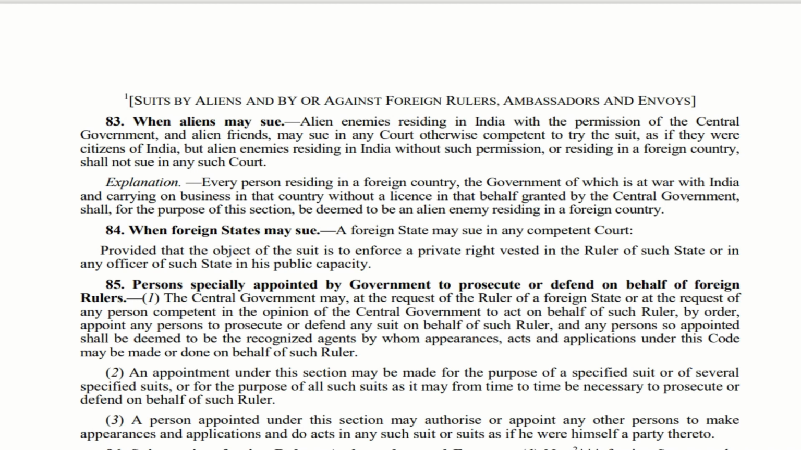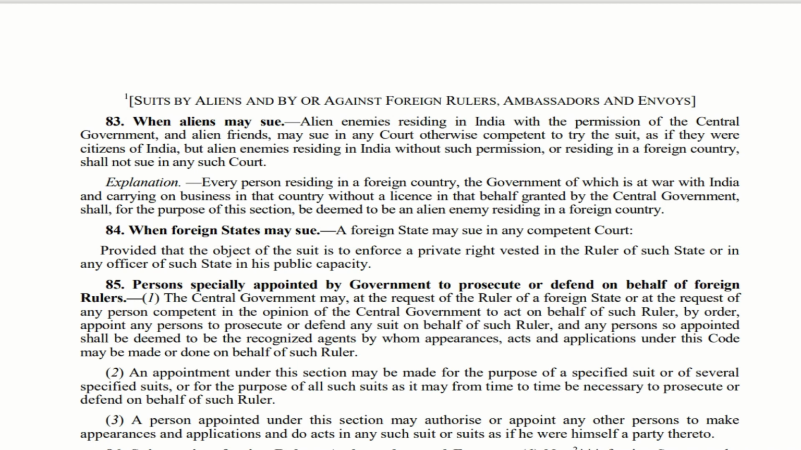But if he is an alien enemy residing without such permission, then he cannot sue. Or if the alien enemy is residing in a foreign country, in such situation also he cannot sue. With respect to alien friends, they can sue as if they are citizens of India. Let us try to understand the explanation.